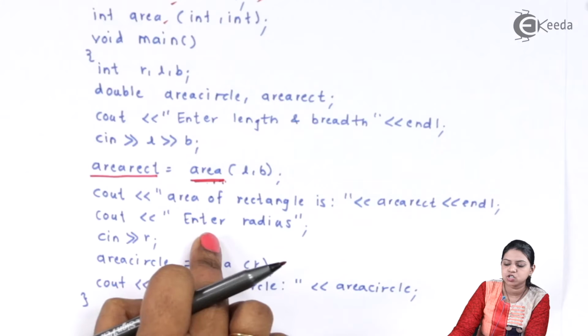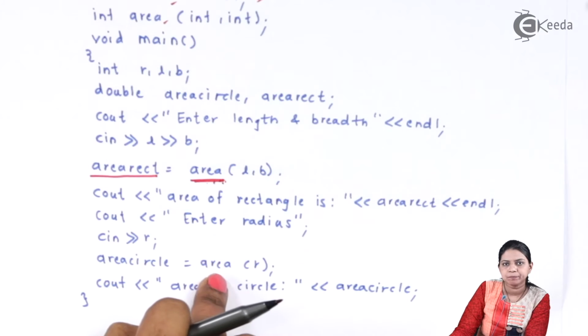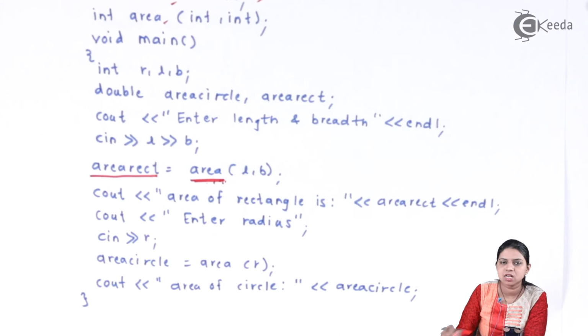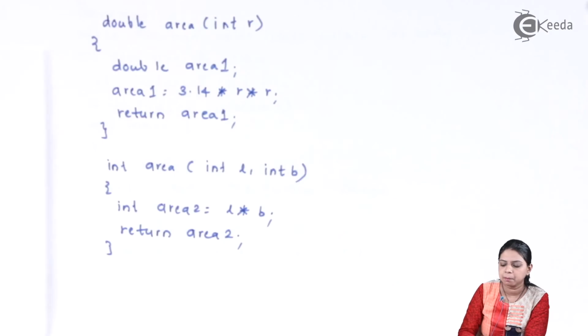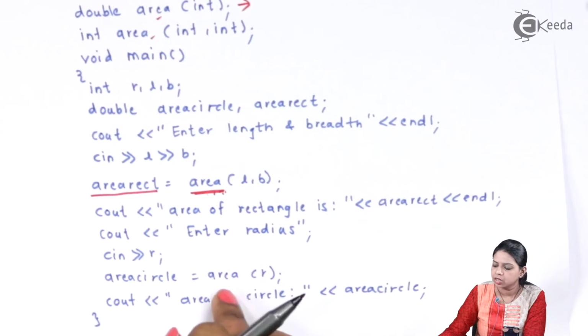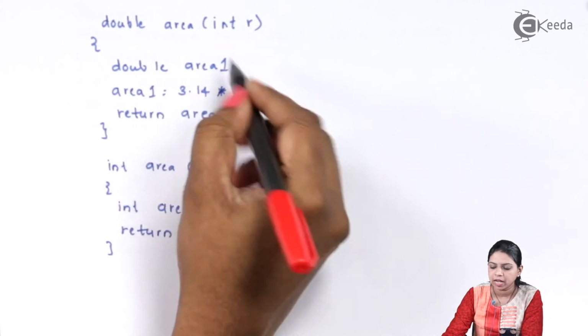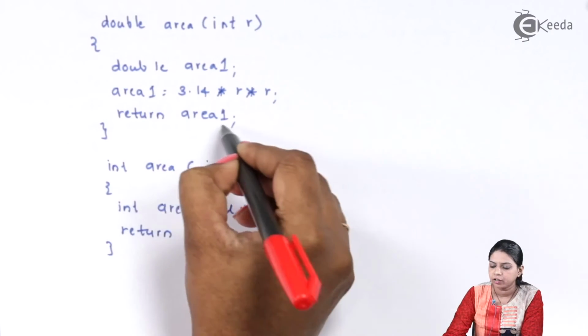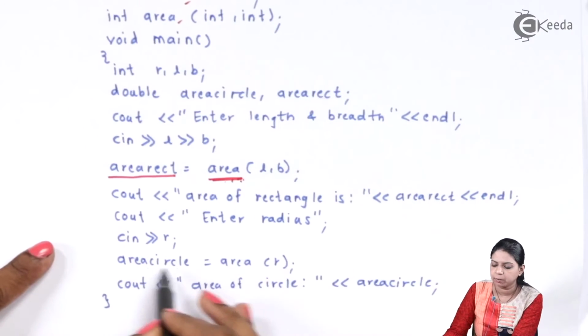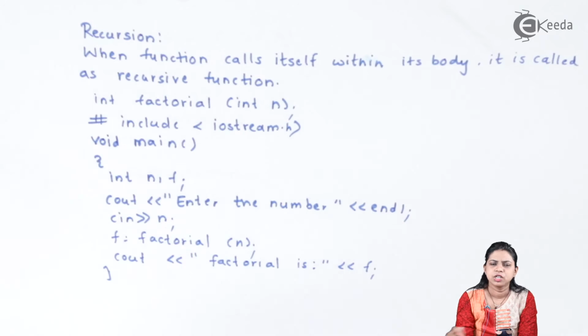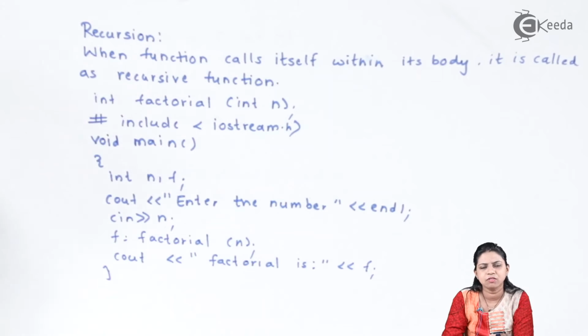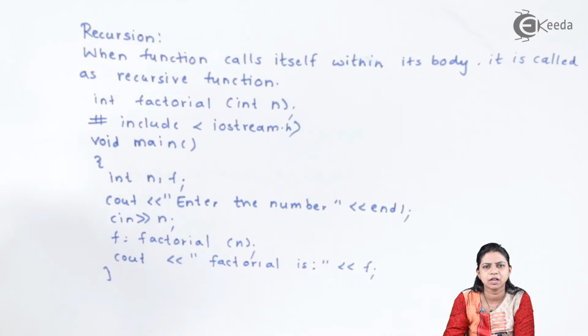Again when the compiler calls this function, the compiler will start searching for a function whose name is area with one parameter, and the compiler will replace this function call with this particular function body. Again the calculation part will get done, and your area 1's value will get collected inside the variable area circle. Recursion: when a function calls itself within its body, then we call it recursion.